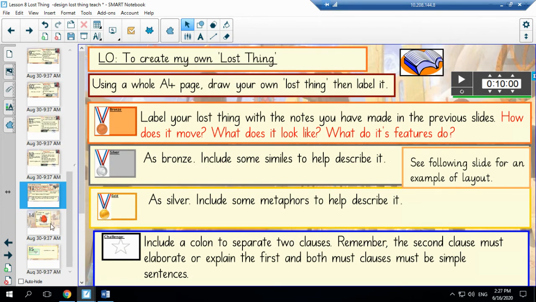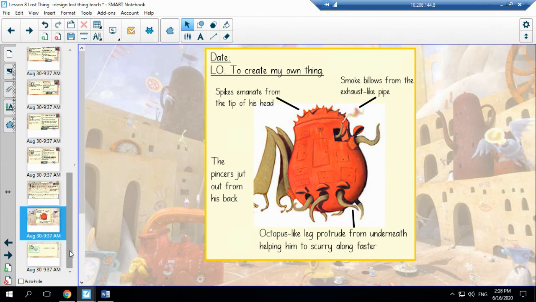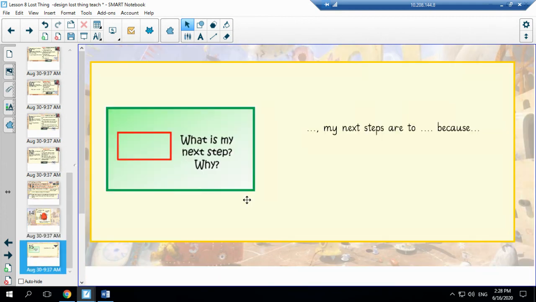Now let's have a look at the following slide to see how we would like you to lay it out. So for example, here are the different ideas that we've written around the picture of the lost thing. So in that place, you will have drawn your own lost thing. And when you've finished, have a go at writing a reflection. What is your next step and why?